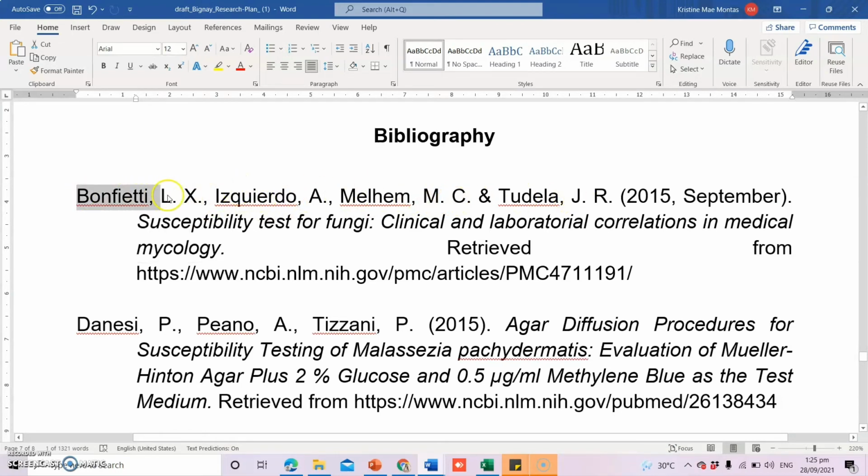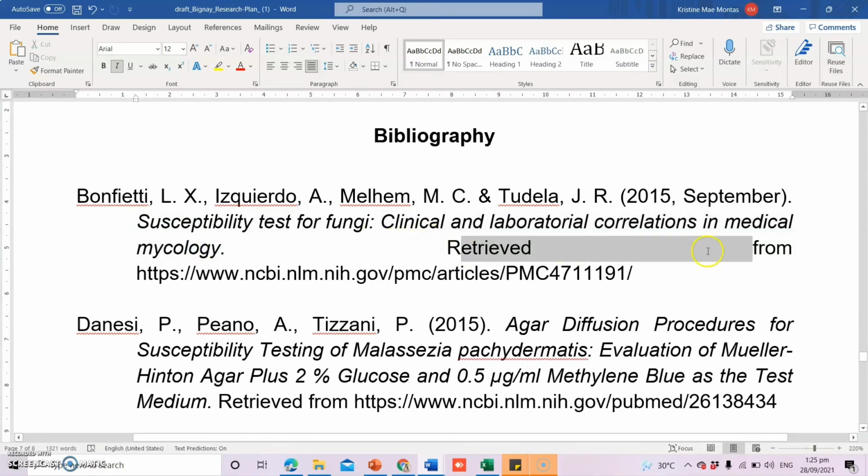Kung sila ay 3, 4, 5, 6, pwede nyo isulat lahat sila. Syempre, nasa pinakaunahan yung main author. Pero kung lampas na siya ng 6 pataas, pwede nyo nang ilagay na lang si Bonfietti LX, then lagyan nyo lang ng et al. And of course, after the name of the authors, you have to write the year. Okay, kung kailan pinablish. And then, itong susceptibility test, fungi, clinical, and laboratory, and so on, since this is the title of the book.